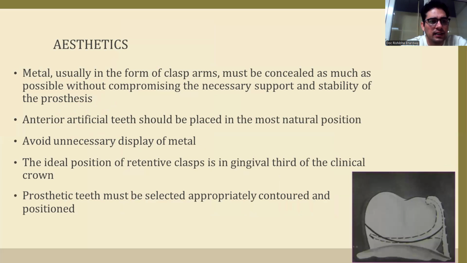Next is the aesthetics. Metal, usually in the form of clasp arms, must be concealed as much as possible without compromising the necessary support and stability of the prosthesis. Anterior artificial teeth should be placed in the most natural position. Avoid unnecessary display of the metal. The ideal position of the retentive clasp is in the gingival third of the clinical crown. The prosthetic teeth must be selected appropriately, contoured, and positioned.